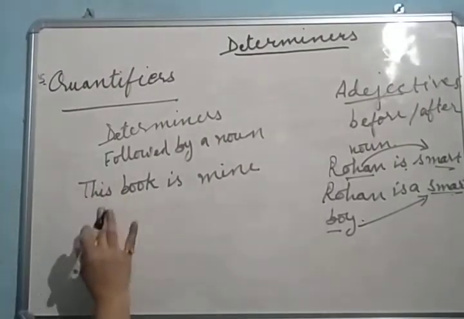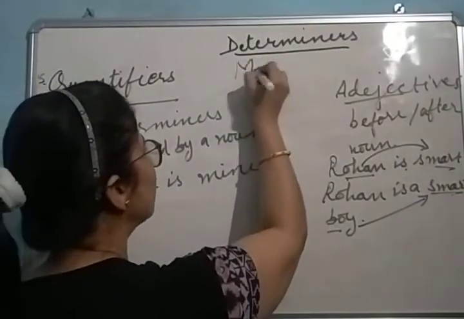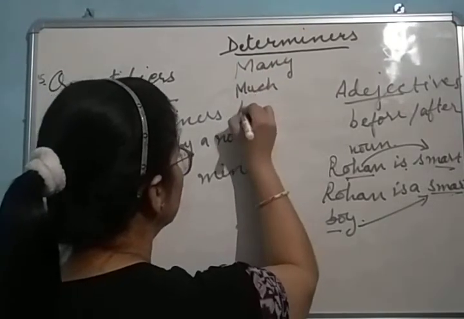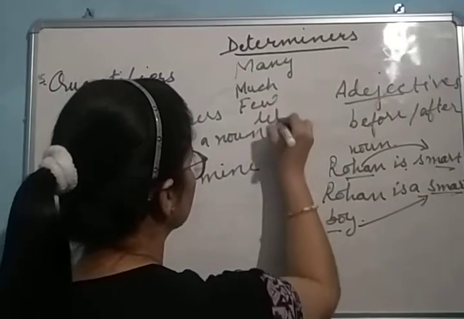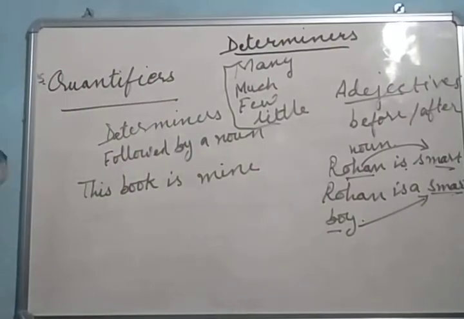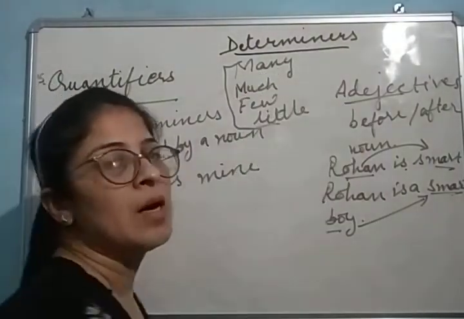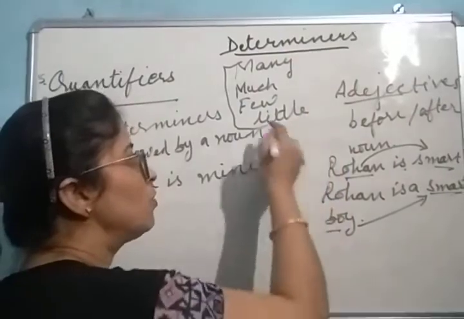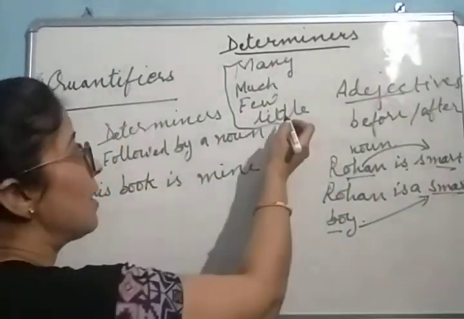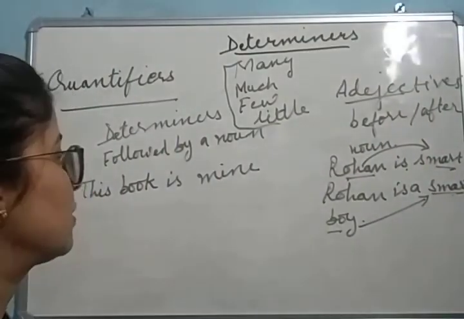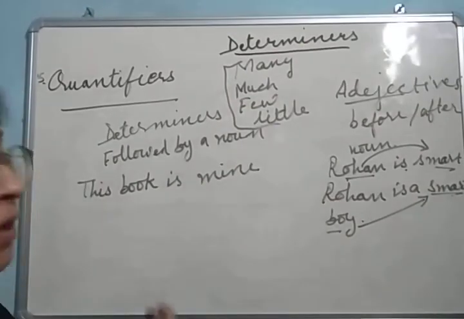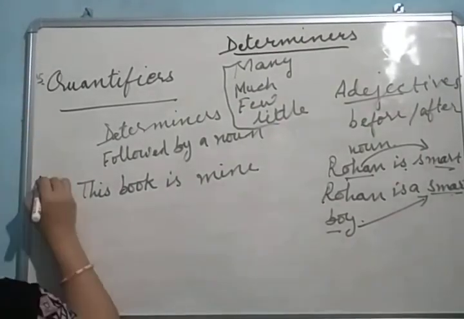Some determiners have them, just like many, much, few, little. These are the determiners which have comparative and superlative degrees: many, more, most; much, more, most; few, fewer, fewest; little, less, least. But the rest, this, that, which, don't have comparative and superlative degrees.